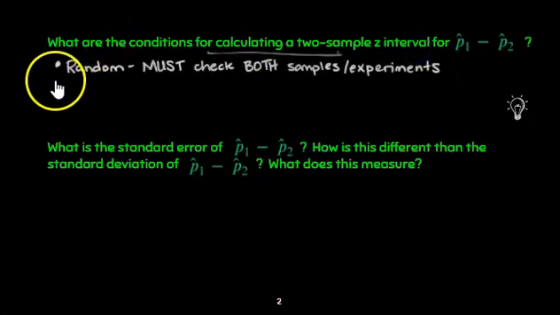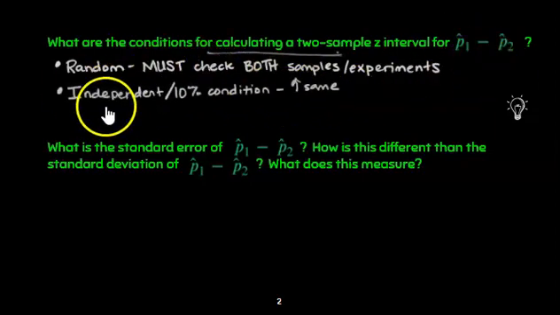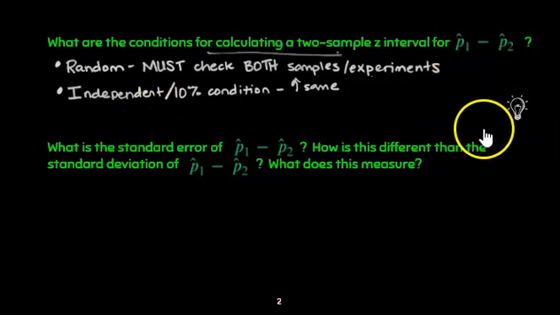Well, the first one is random. Are the samples random or random assignment experiments? You just have to check both. That's the only change here. Then you have to check the independence condition. Is the sample less than 10% of the population? You just have to check both samples again.